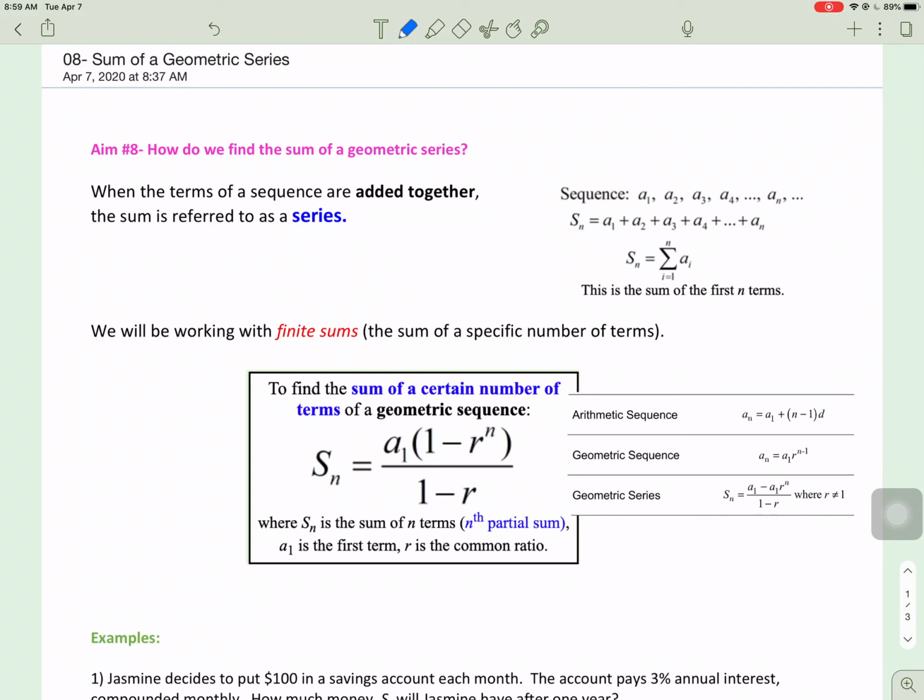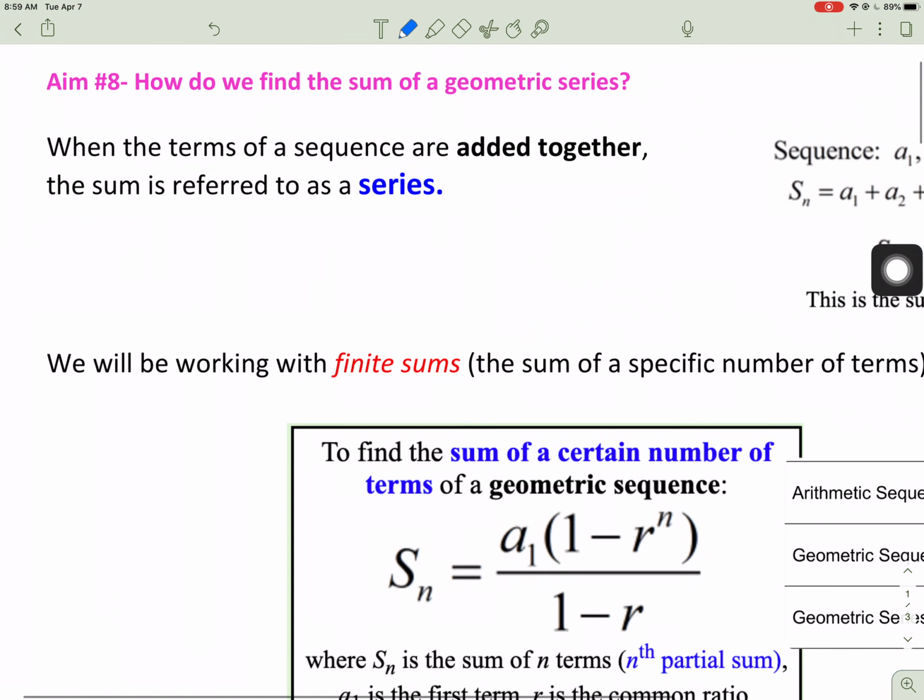So lesson 8 is going to be the sum of a geometric series, and what that means is when we add together the first certain number of terms in a sequence, what is their sum? So, and we're looking at geometric, so let's look at a really simple example. 1 plus 2 plus 4 plus 8, 16.